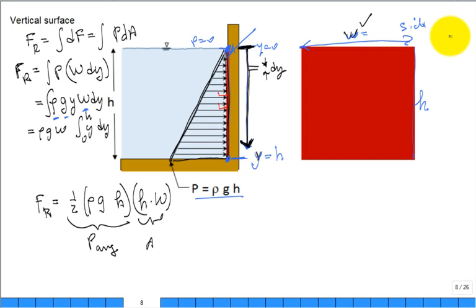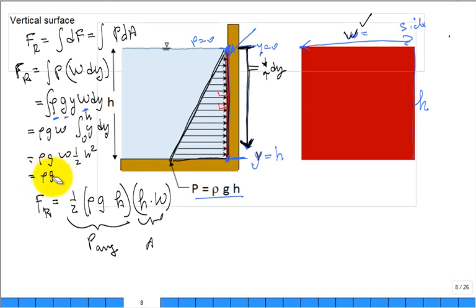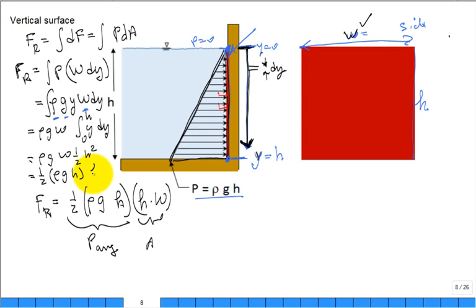Looks right. Integral of y dy. 1/2 y squared, evaluated at the limits 0 to h. h squared. So we're going to have rho g w. And then I can say this. Let's do this. Rho g, let's put the 1/2 in front of it all. Then we'll put the rho g h. Then we'll put the h w. And doesn't it look like what we just said?